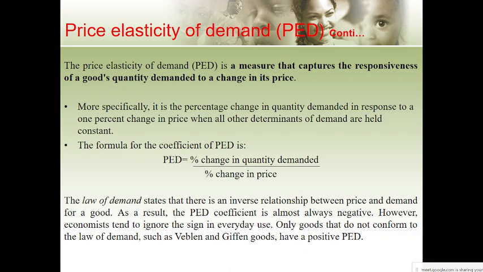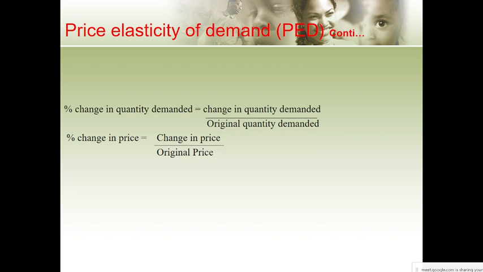Now the question is how we can calculate the percentage change in the quantity demanded. So we have a formula. Percentage change in quantity demanded is equal to change in quantity demanded divided by original quantity demanded. The next is percentage change in the price is equal to change in price divided by the original price.